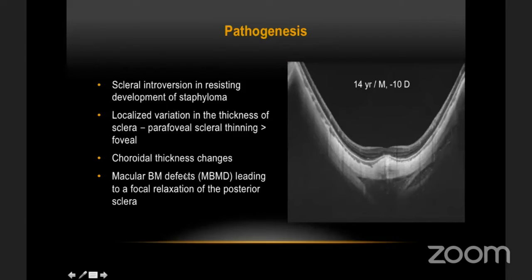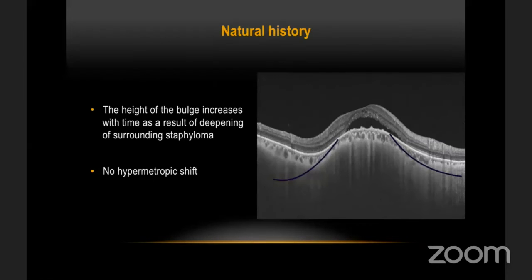Now, the pathogenesis, again, is controversial. It may be scleral introversion, which is resisting the development of staphyloma. Sometimes you see underlying scleral thickening in these cases. It can also be localized variation in the thickness of the sclera. Choroidal thickness changes have been found in some, but not consistently, so it cannot be the pathogenesis in all of them. And what is now accepted is that there are macular basement membrane defects, which lead to a focal relaxation of the posterior staphyloma and this bowing.